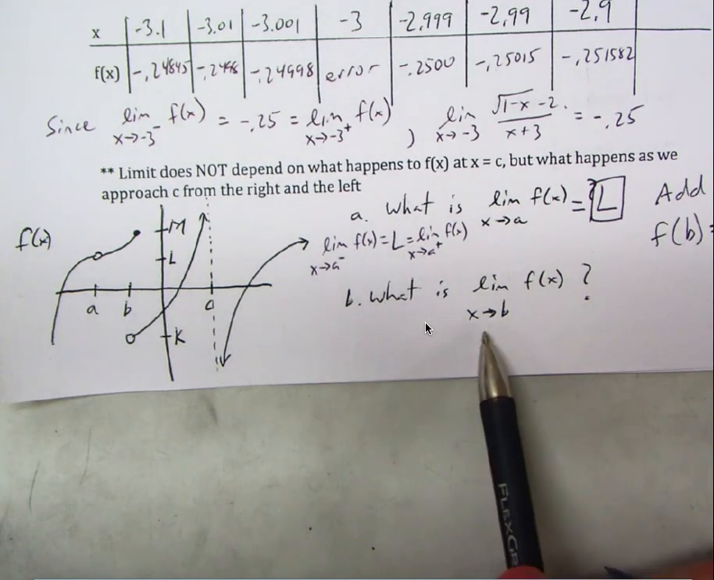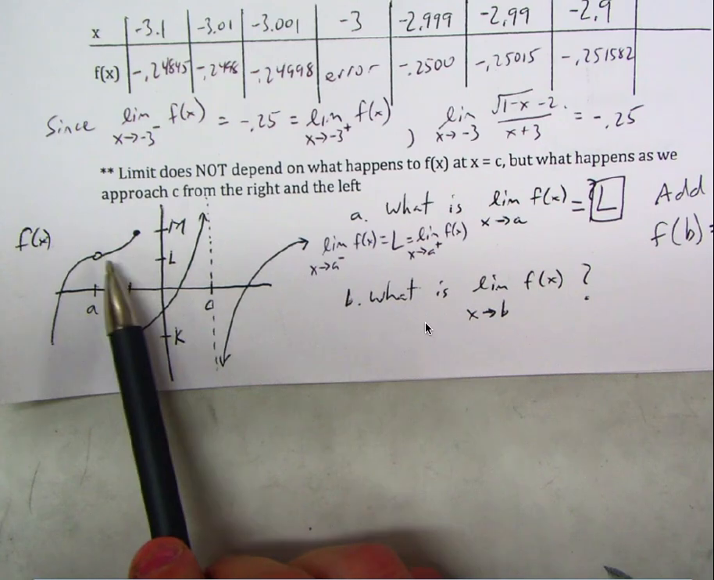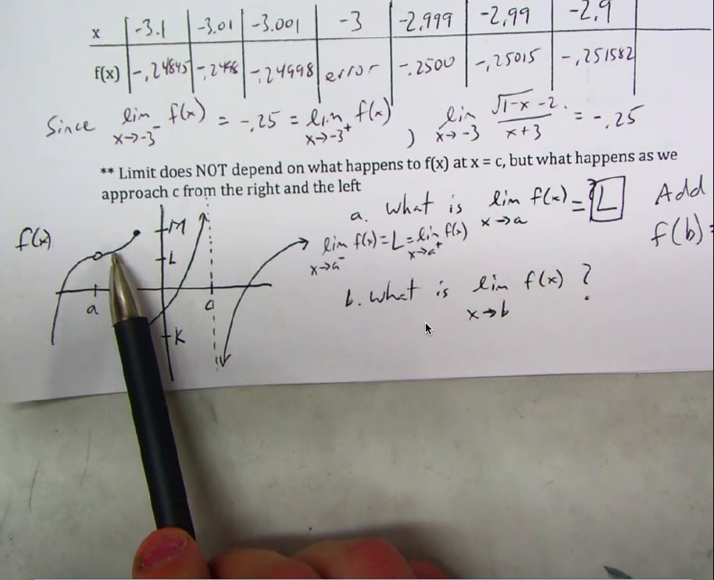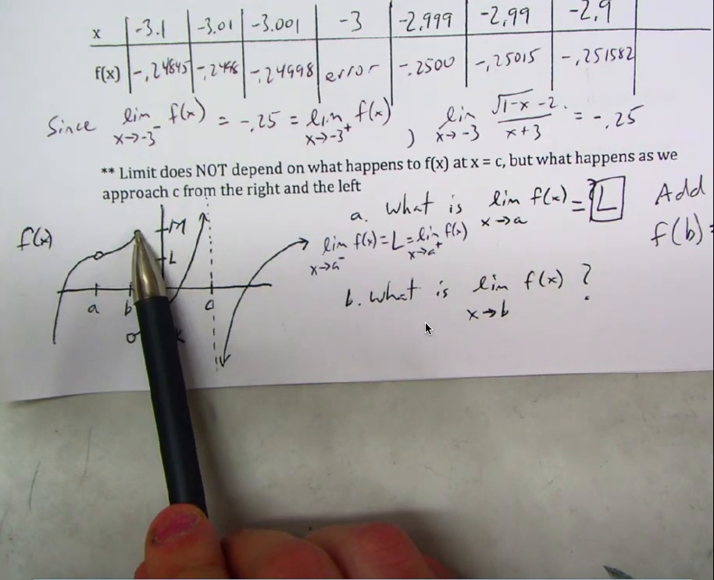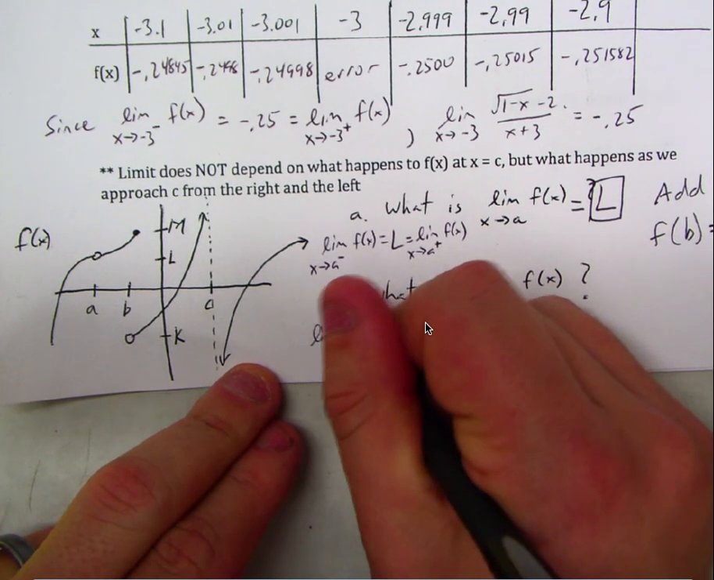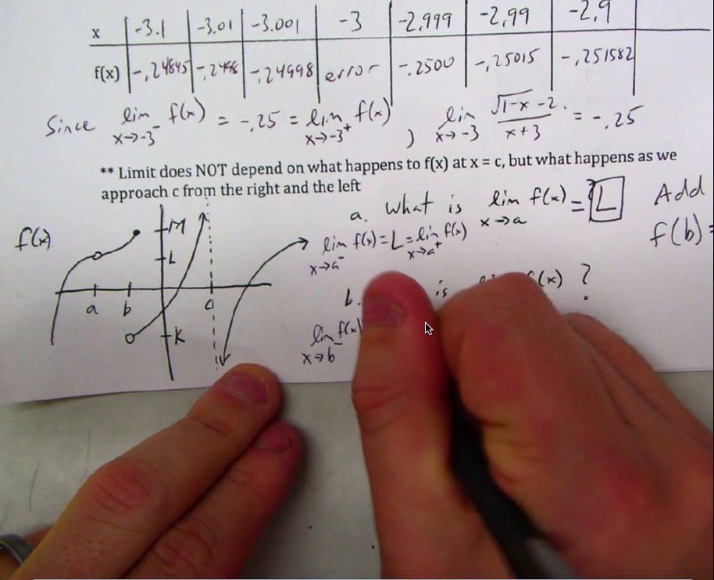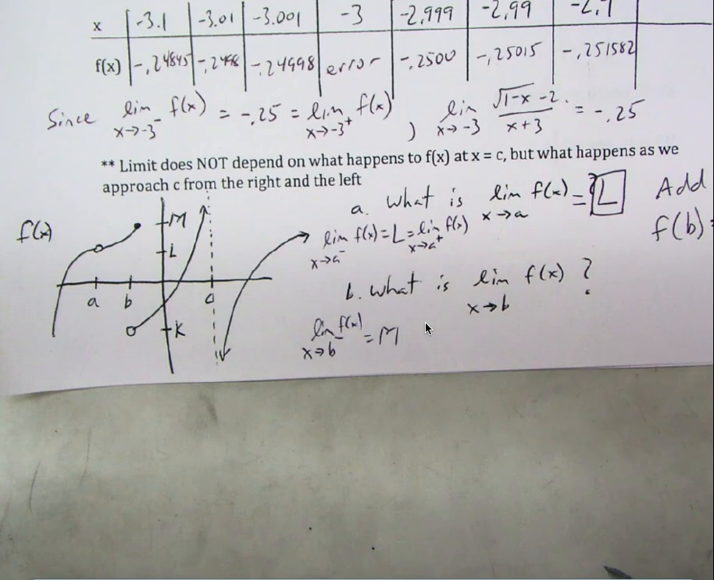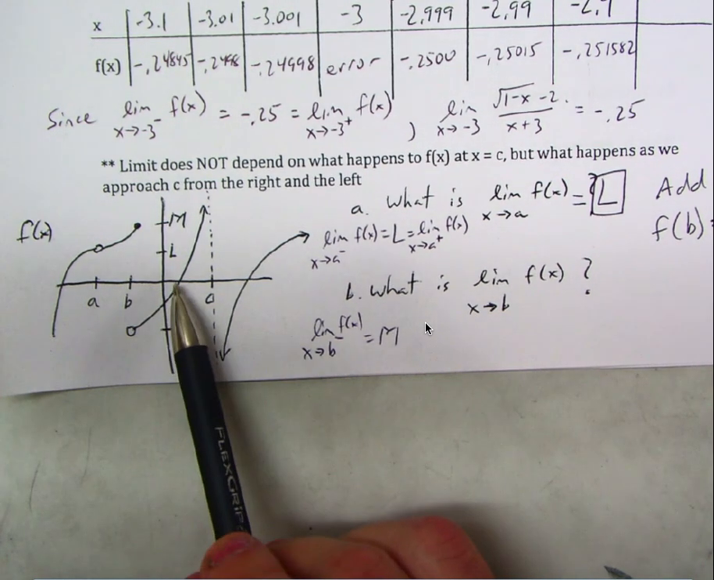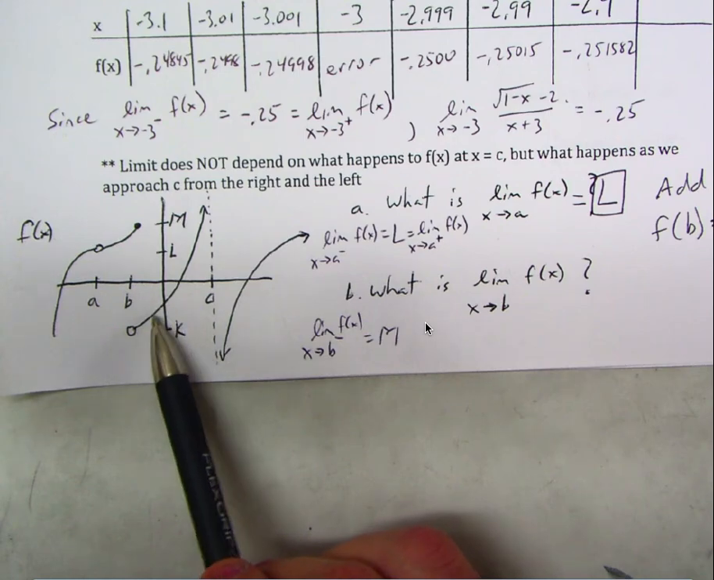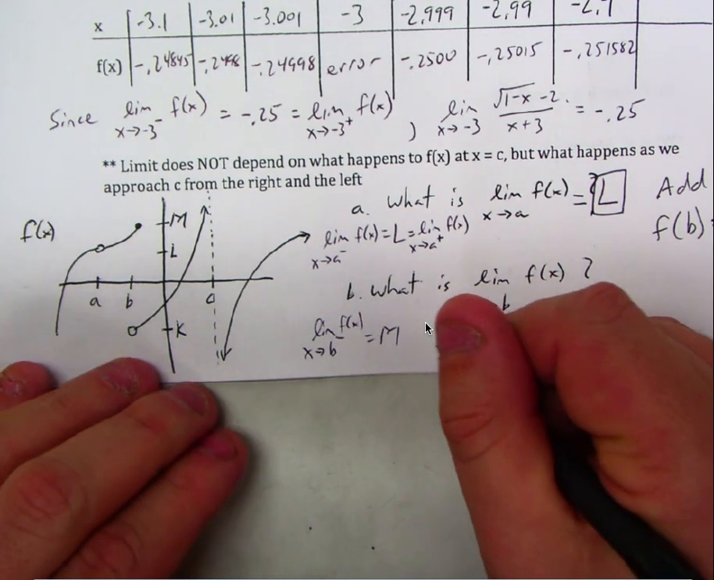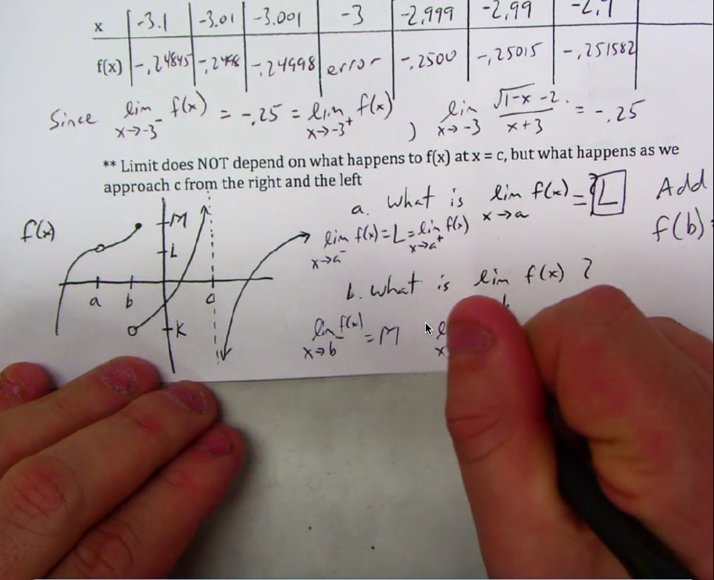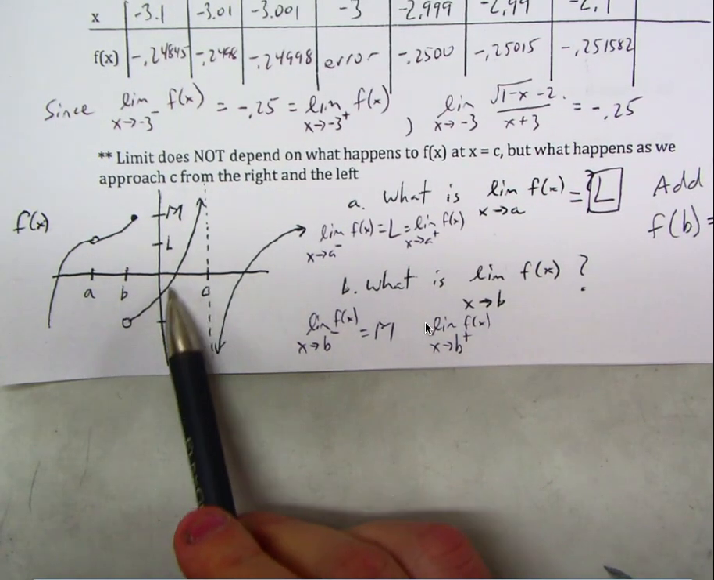What is the limit of the function as x approaches b? Well, let's approach b from the left. As we approach b from the left, we're getting really close to this y value of m. In fact, we get there, but that's irrelevant. M. So the limit of f of x as x approaches b from the left equals m. But as we approach b, so we still have to be on the function. So as we approach b from the right, notice now I'm on this part of the curve, I'm approaching this y value of k. So I would say the limit of f of x as x approaches b from the right is equal to k.